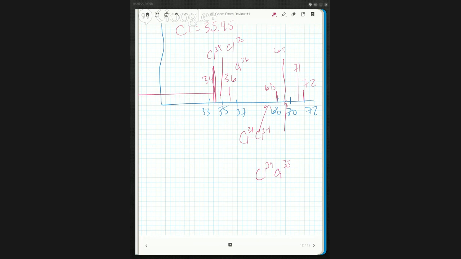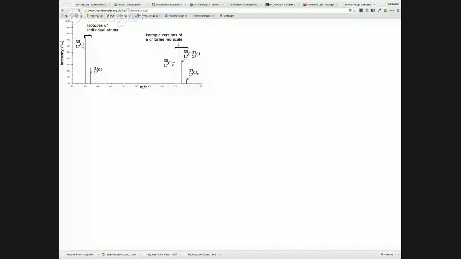Hey, when in doubt, Google it, right? Let's see if I can look up something real quick. Mass spectrometry, chlorine molecule. I bet there's some much better looking images than what I just did. Oh, speaking of which, there's a great one. Let's pick the one that I did. It looks so much better. You guys will be so impressed. Okay. Check it out. Okay, so much better.